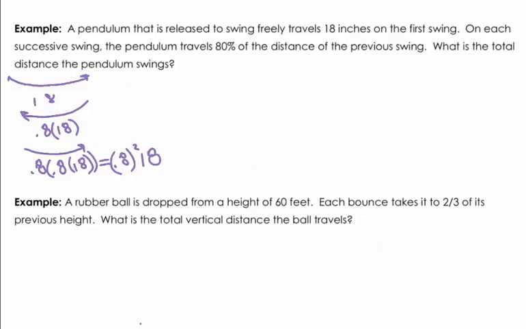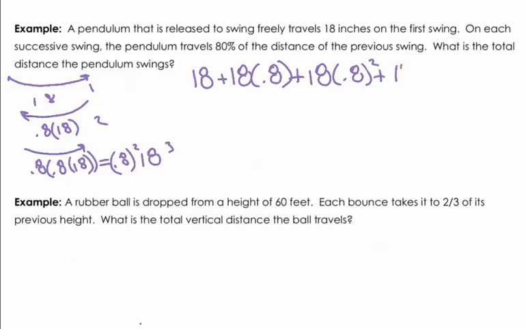So if we try to write this out as my first term and then my second term and then my third term, as our sequence, we would have 18. And then since it's a series, I'm going to put plus signs. The next term is 18 times 0.8. The next term is 18 times 0.8 squared. What would my next term be? 18 times 0.8 cubed, and then it's going to keep on going forever and ever until that 0.8 to the 15th power is so small that it practically doesn't exist.